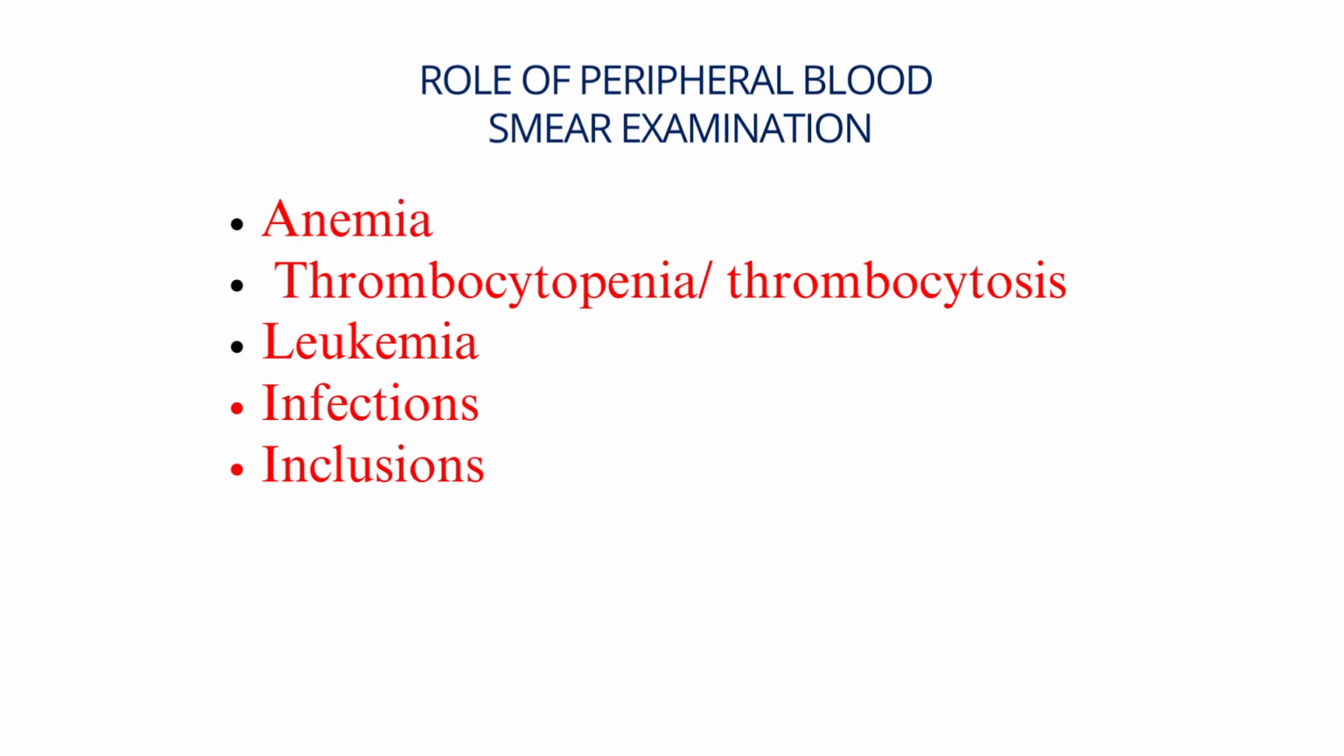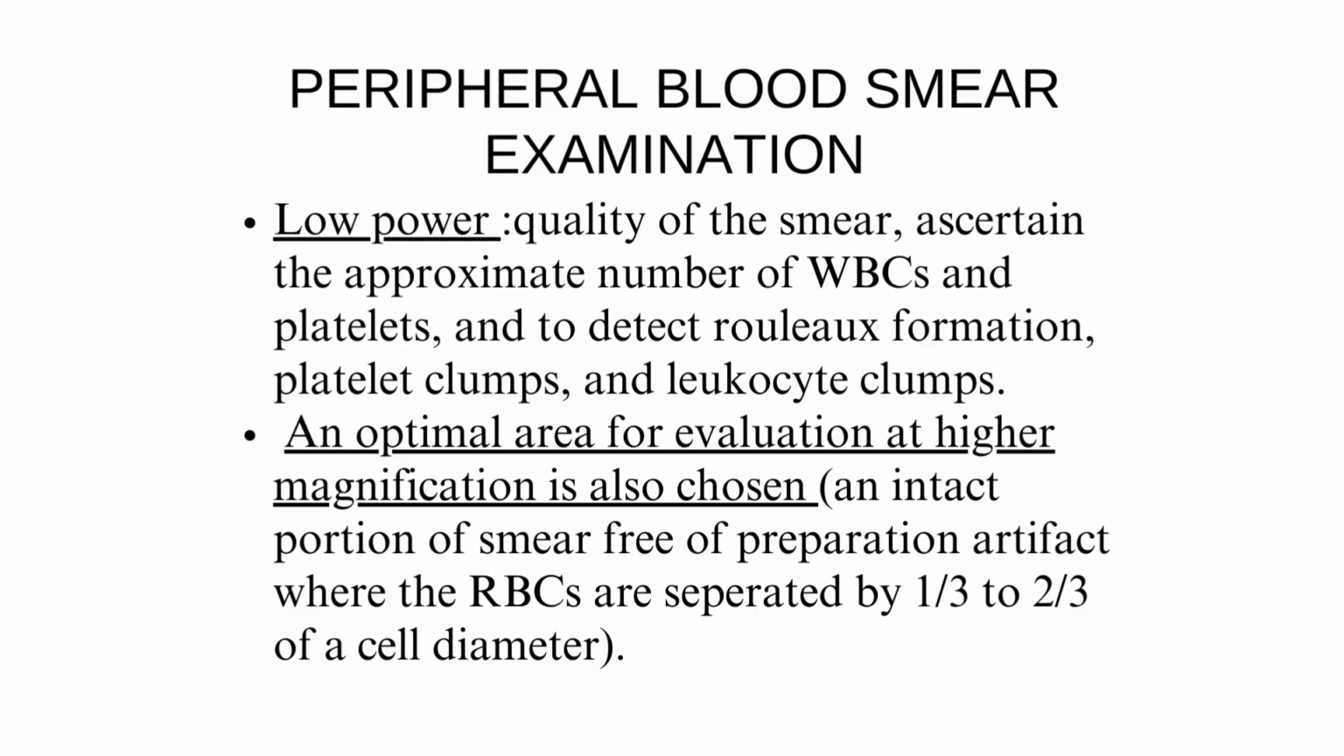Then we have leukemia, WBC abnormalities, which are not just counts but also morphological. And then infections, all your blood parasites like malaria, microfilaria, and then inclusions like basophilic stippling, Howell-Jolly bodies, etc. After discussing the why of this, now we are going to see the how of it.